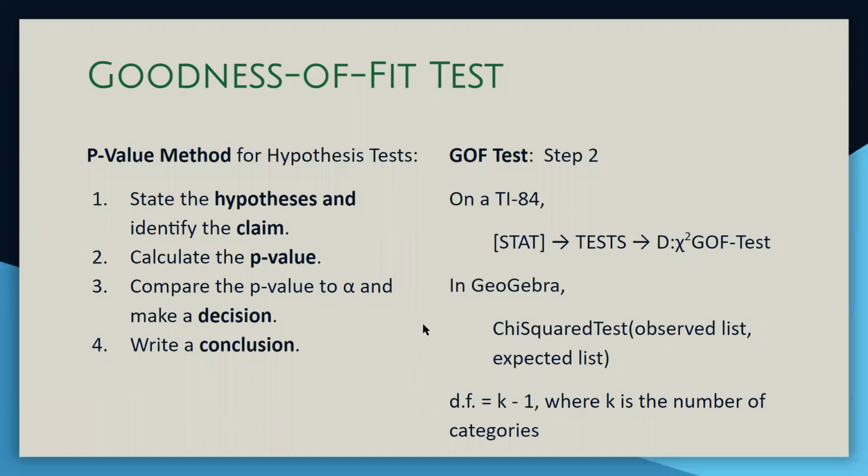In this case, for a goodness of fit test, because we're dealing with 2 distributions and each distribution has a number of categories, instead of our degrees of freedom being n minus 1, the degrees of freedom is going to be k minus 1, where k is the number of categories. So you're looking at your data table. How many columns does it have? That's the k value, and you're going to subtract 1 from that.